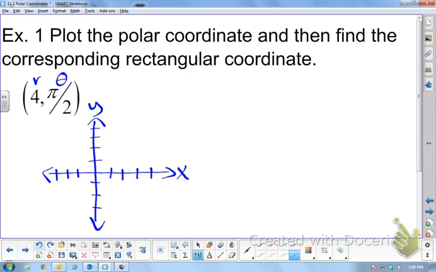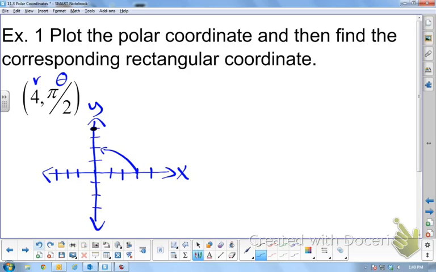So we know we have to travel pi over 2. Starting on the x-axis, we have to travel pi over 2. Where will that take us? The y-axis. We travel to here. And we know we have a radius of 4, so we're on the y-axis at 4.